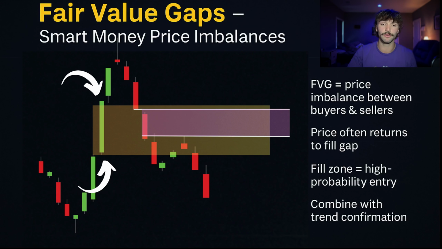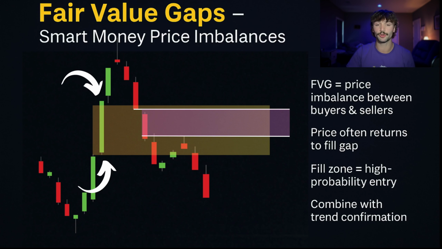But quickly briefing over the fair value gaps here, it is going to be a price imbalance between buyers and sellers, and this is going to result in a 3-candle pattern where you do have a gap, whether that is a bullish or bearish gap. You're going to have a gap within the market. Now, 90% of the times, these are going to get filled. Obviously, there is going to be a few times where they aren't, and we'll talk about that as well.